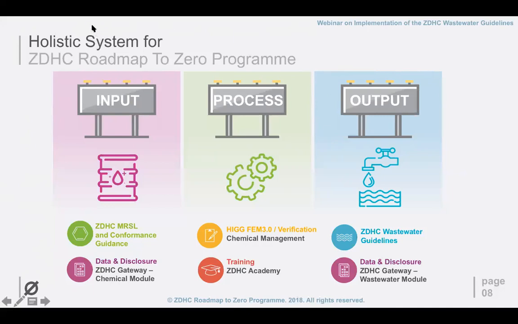So we recognize there's a process piece to this. We need to actually make sure that what's occurring during the processing of materials is done correctly. Part of that has to do with verification and the HIG assessment. We use the HIG assessment to look at the practices in the facilities, and then you can do a verification. And then if you need to follow up and make improvements, we have a chemical management guidance document that we've prepared that's a very in-depth guide to how to manage chemicals at a supplier, at a mill or a dye house.